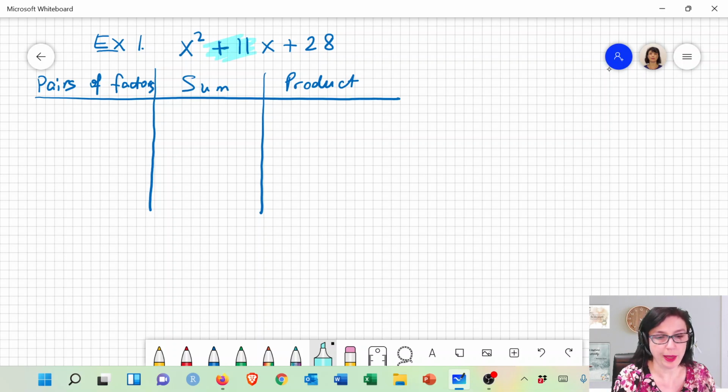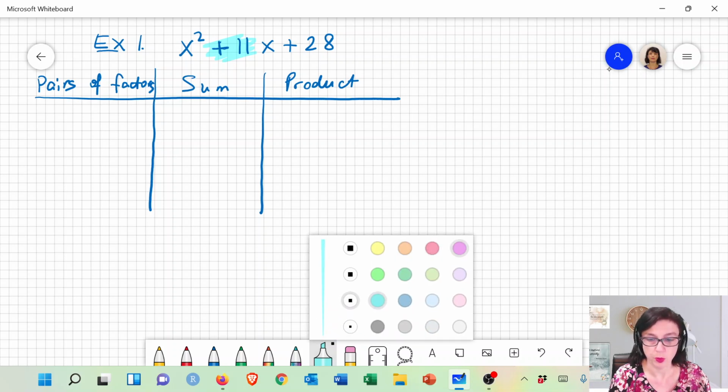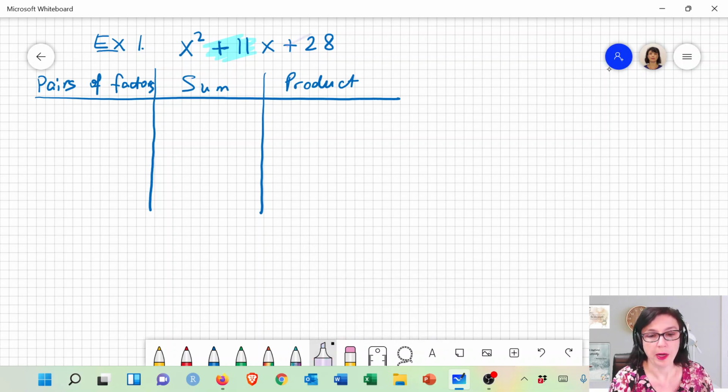There shouldn't be any coefficient of x squared. In other words, there shouldn't be anything in front of x squared. And as you can see, there's nothing there. And if there is something there, then that's a different method. Okay, so we're gonna have to do more work than this. Okay, but if there is nothing, then you've got something like that.